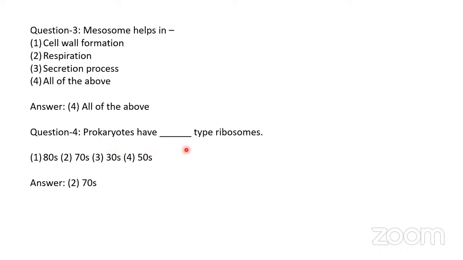Prokaryotes have what type of ribosome? So 80S is present in eukaryotes. We will study that later. 70S is the one which is present in the prokaryotes. This 70S is made up of two subunits, 30S and 50S. This we have to remember.